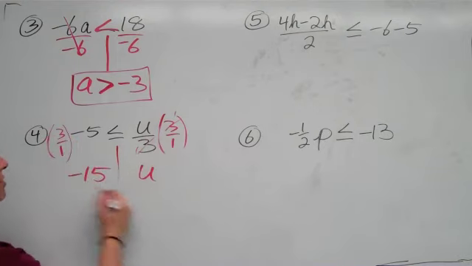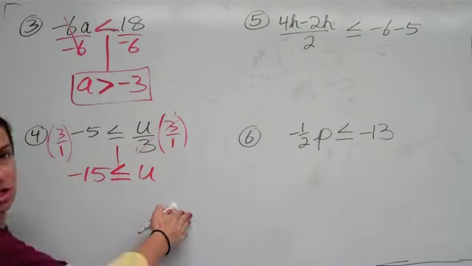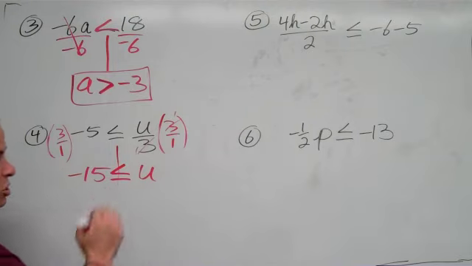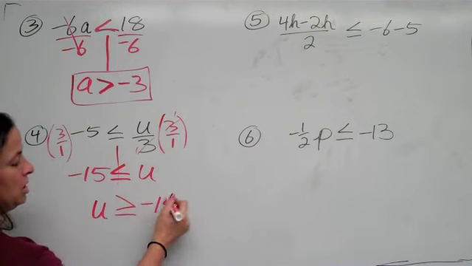So the rule is, if I multiplied both sides by a negative, then flip it. I did not. So -15 is less than or equal to u would be my answer. But remember, it's a lot easier to understand the values of the number if you put the u on the left. So u is actually greater than or equal to negative 15.